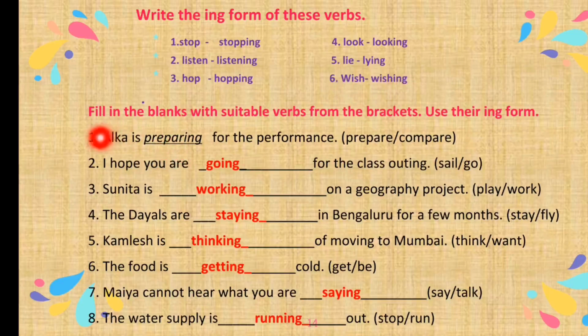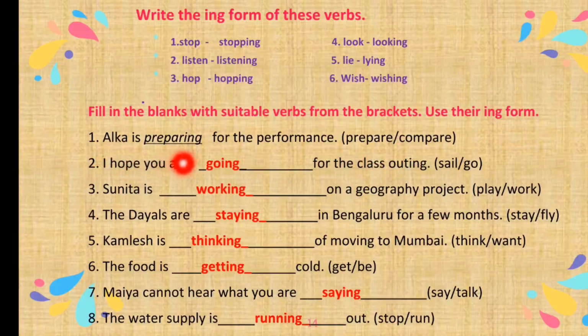Now let's see the next exercise. Fill in the blanks with suitable verbs from the brackets. Use their ing form. So in the bracket you will get two pairs of words. What you have to do is use the more suitable verb in this blank, and also change the verb form into ing form.